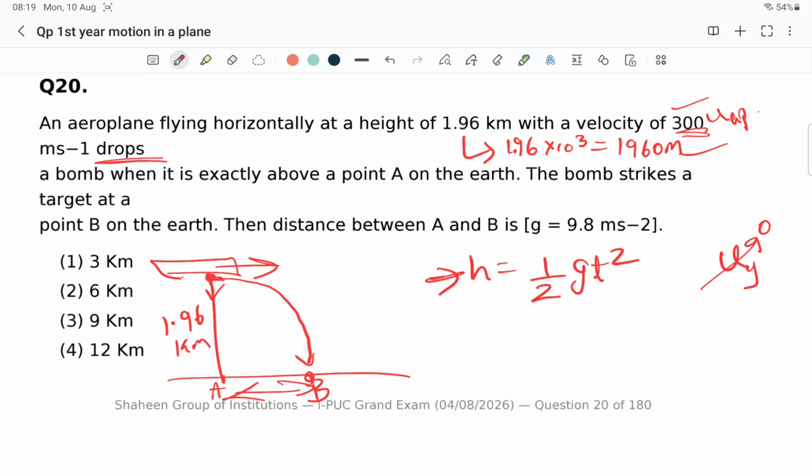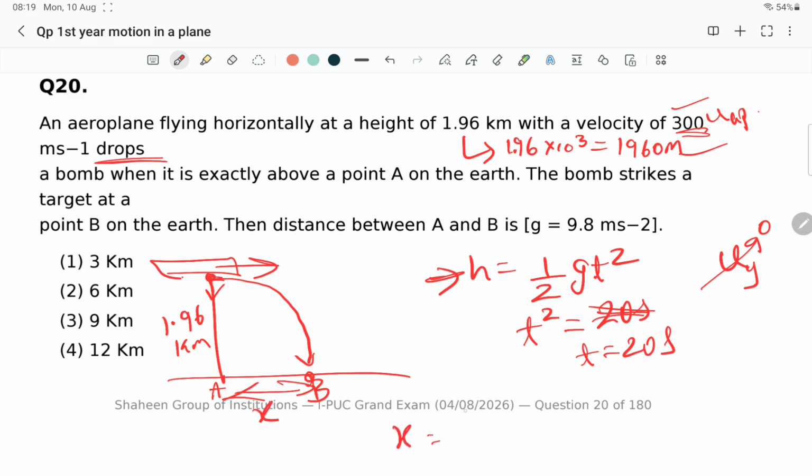So h equals half gt square. You find t square from this, so you solve this. You have to get 20 seconds as the answer for t. Okay, so t you get 20 seconds. After you solve that, then you go for horizontal distance. Horizontal distance, let us say x between these two.